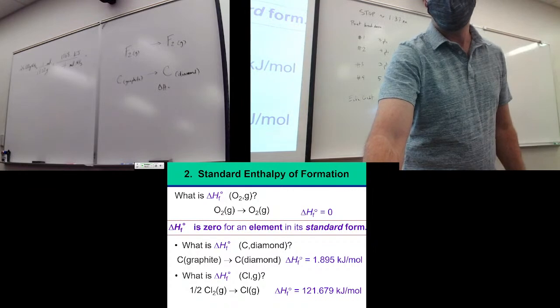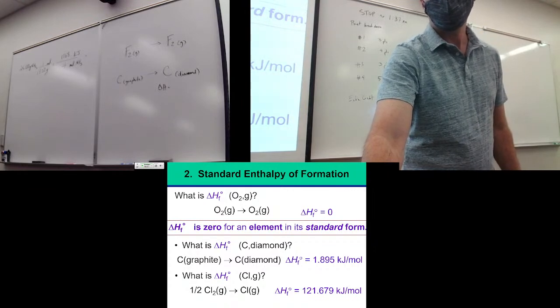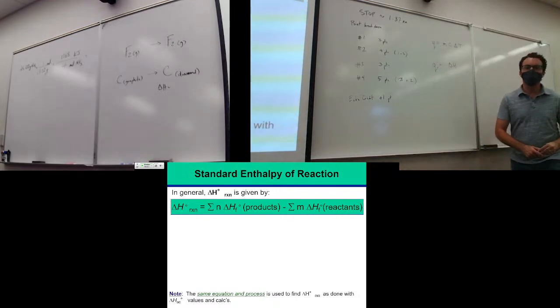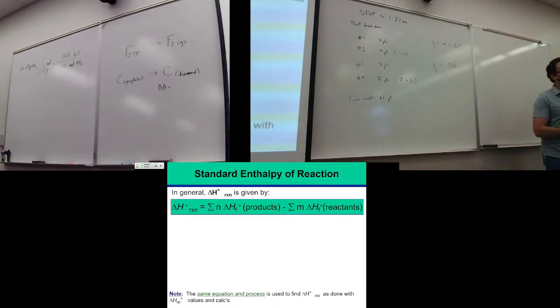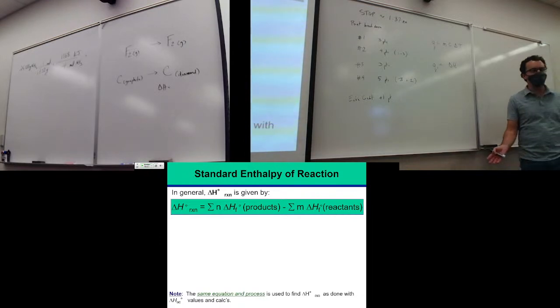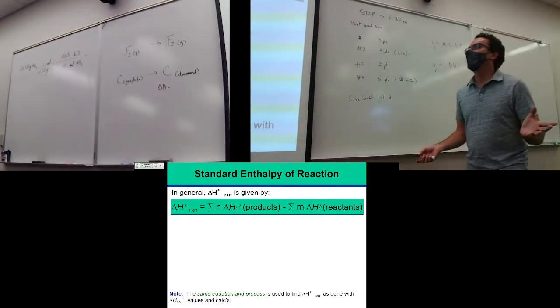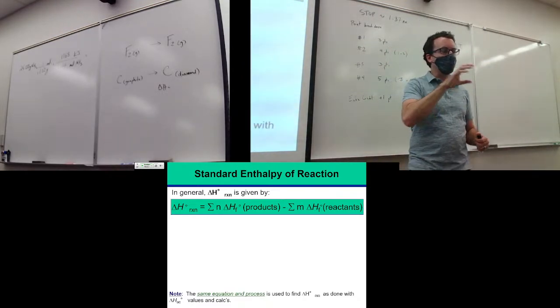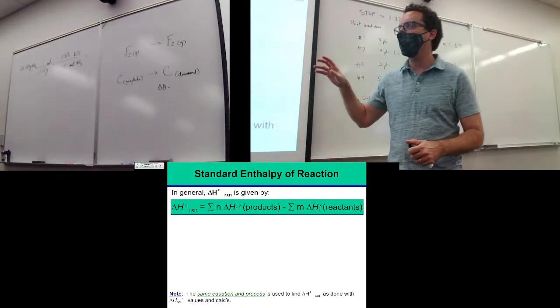So anyway, these are just examples of formation reactions. And so this is what we do with them. This is why they're useful. I can calculate the enthalpy of any reaction, not just a formation reaction, but any reaction, if I examine the reactants and products and write down their formation reaction values.